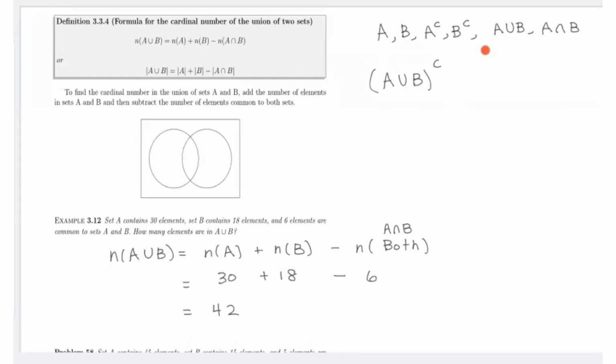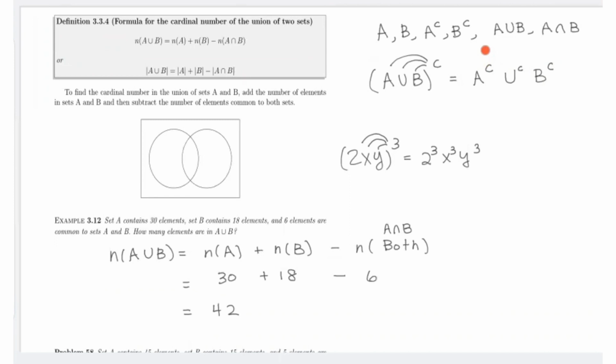Do you remember when we have algebra, 2xy cubed, what happened to this? You apply this cubed to everybody. So it's the exponent rule. Same idea. This complement is applied everywhere. So we write it 2 cubed, x cubed, and y cubed. Complement applied everywhere: complement, complement, complement. So we write it as A complement, union, B complement. Do you understand this? So everybody is applied.